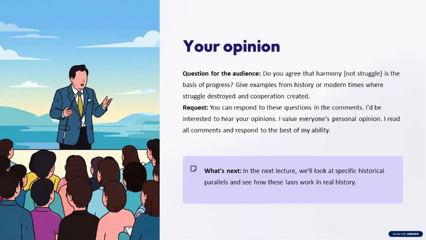To conclude, I would like to ask you an important question. Do you agree that harmony, not struggle, is the foundation of progress? Give examples from history or modern times when struggle destroyed and cooperation built. It would be very valuable to hear your examples. Perhaps you know historical events where conflict led to catastrophe, and then cooperation restored peace. Or on the contrary, where struggle was considered necessary but led to stagnation.